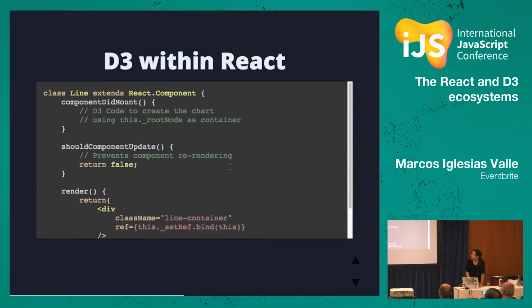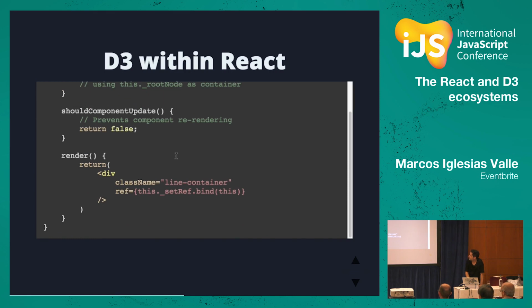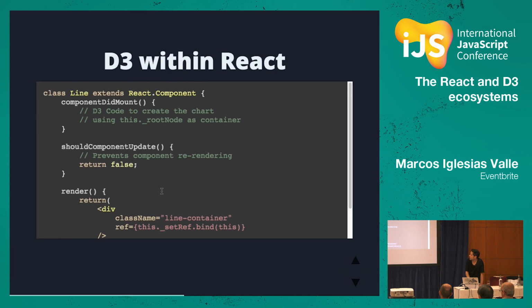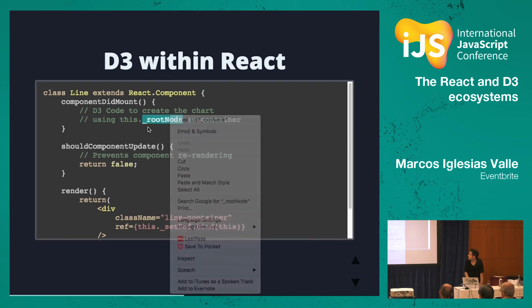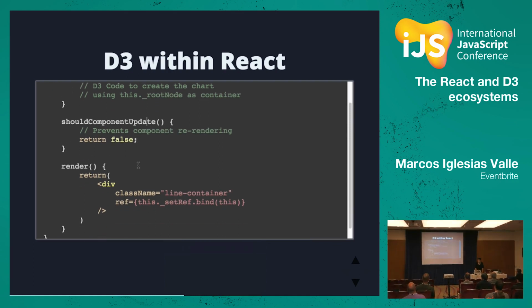So this is a super simple component. We have a line. And then on componentDidMount, we will put all of our code that creates the chart. I'm sorry, here on the render, we're going to put a container, and we're going to use a ref to use it here as the root node. And then, again, on shouldComponentUpdate, we're just going to return false all the time.